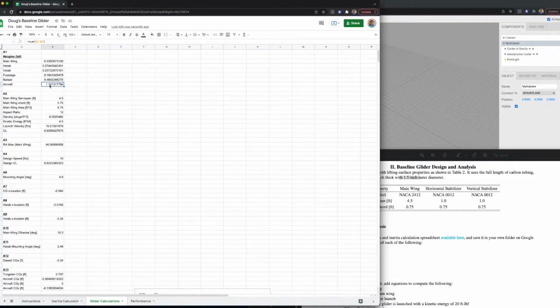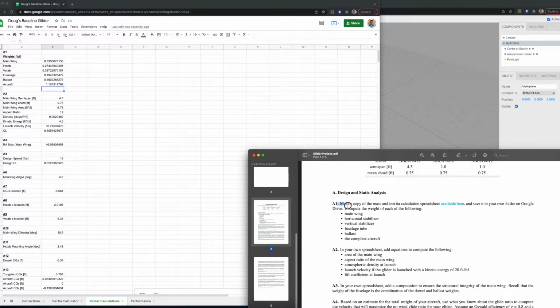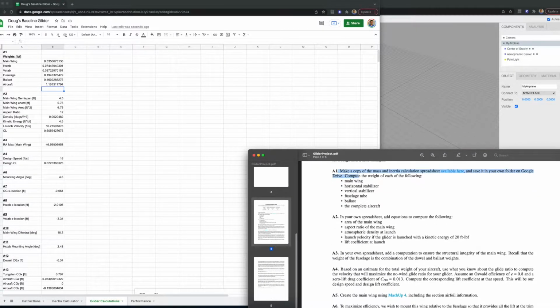So then the total aircraft weight is just the summation of everything above that. So that's our total aircraft weight, about 1.1 pounds. Okay, so there we go. We've done A1. We've estimated the weight of the aircraft.